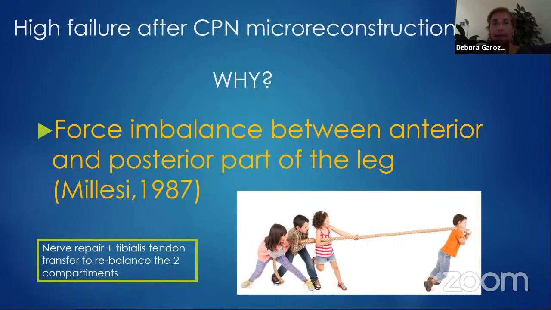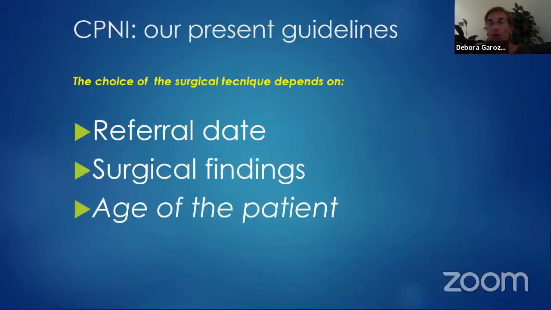So this is why Hanno Millesi advocated that a good strategy might be to associate the nerve repair and the tibialis tendon transfer at the same stage. So the point is now, what do I presently do? What are my guidelines for this kind of patients? Now, my choice of the surgical technique is actually, I would say, customized, if I may say so.